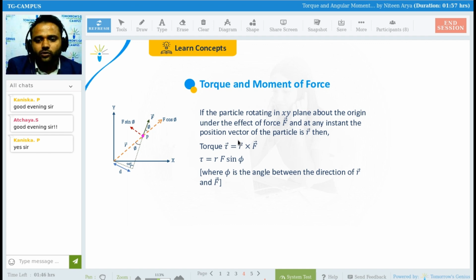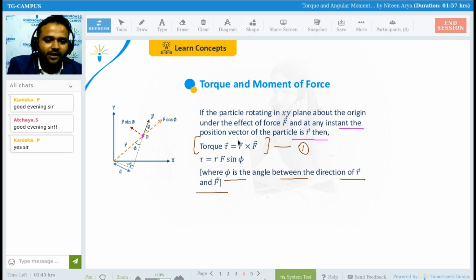Clear? So at any instant, the position vector of the particle is r, and then torque tau equals r cross F. This is what you are going to see and use. And torque tau equals r F sine phi, where phi is the angle between the direction of r and F. As simple as that.